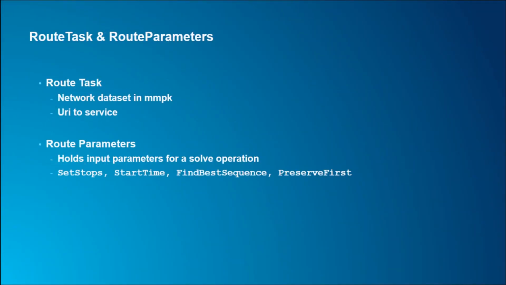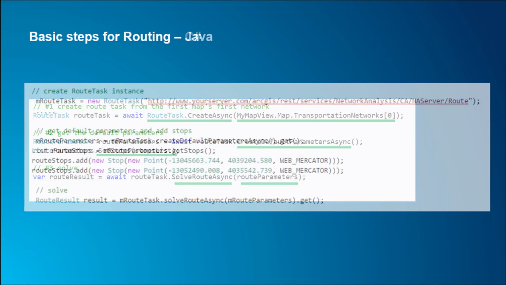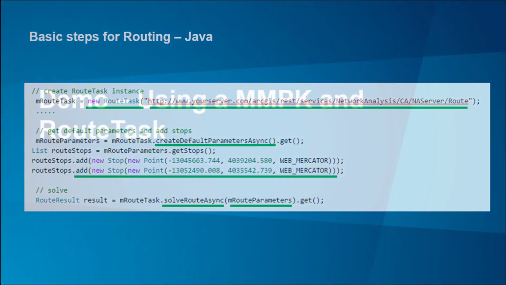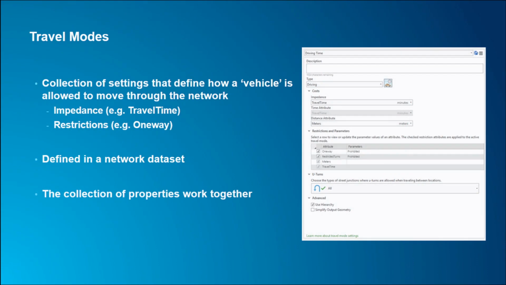Okay, so let's look at routing a little bit more in detail. So one of the things that network data sets can have are travel modes. And travel modes are a collection of properties that define how the vehicle can move through the network. One of the main properties of that is the impedance, and that's the cost attribute you're going to minimize when you're trying to find a path.